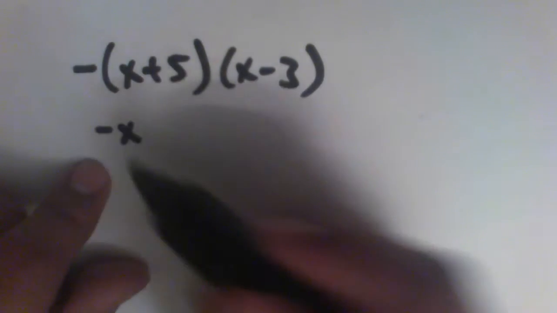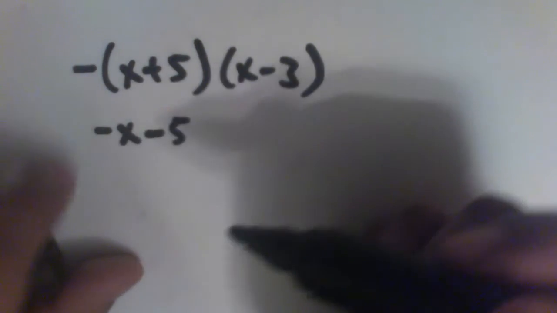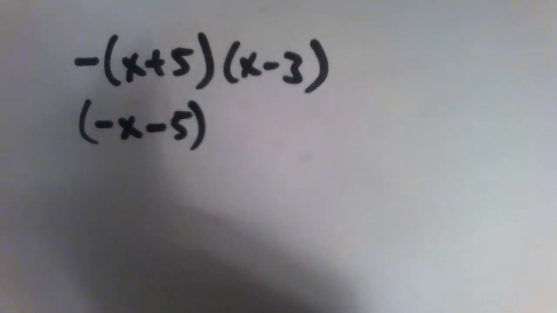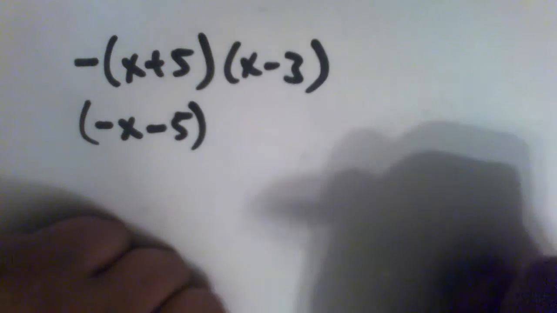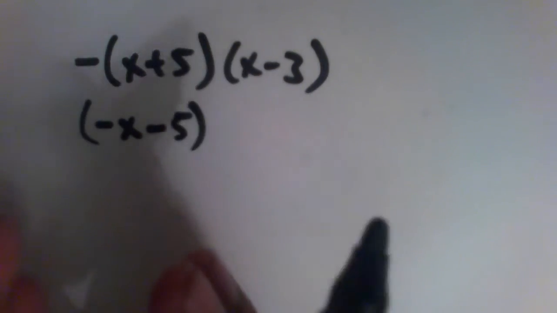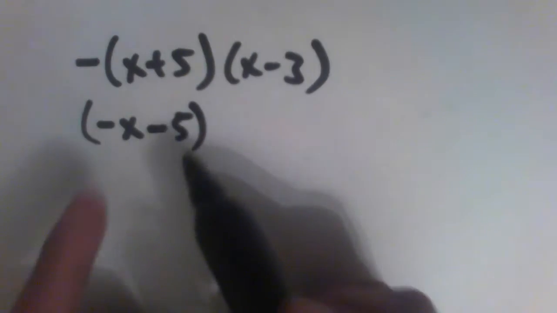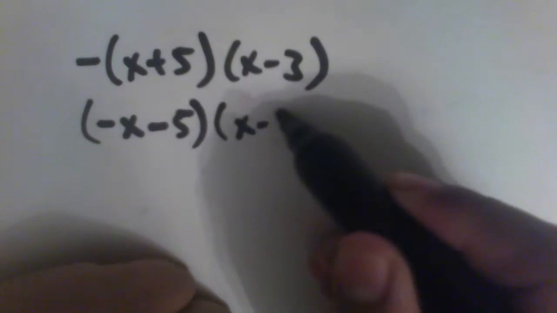We get minus x, right? And then this negative into the 5, we get minus 5. But we distributed this, and we have to put it in parentheses because this has become its own value, right? Because you have to be able to distinguish what's part of this little part and what's part of this, right? So that's why we put the parentheses. And now we have x minus 3.